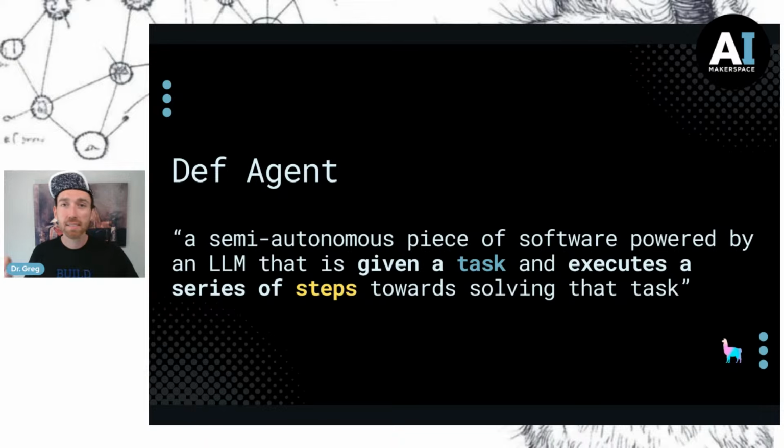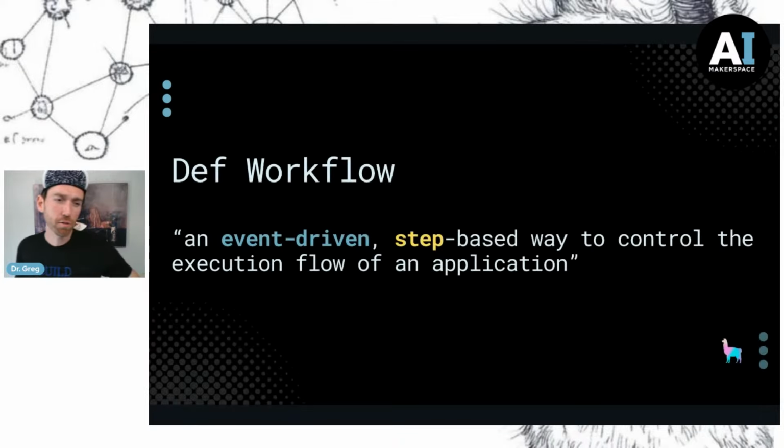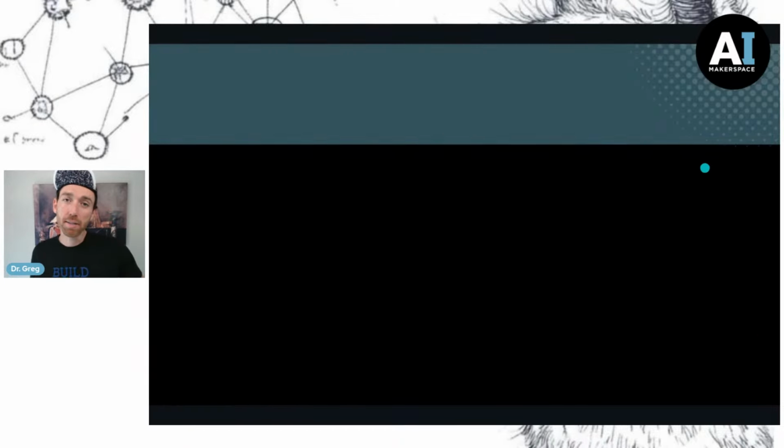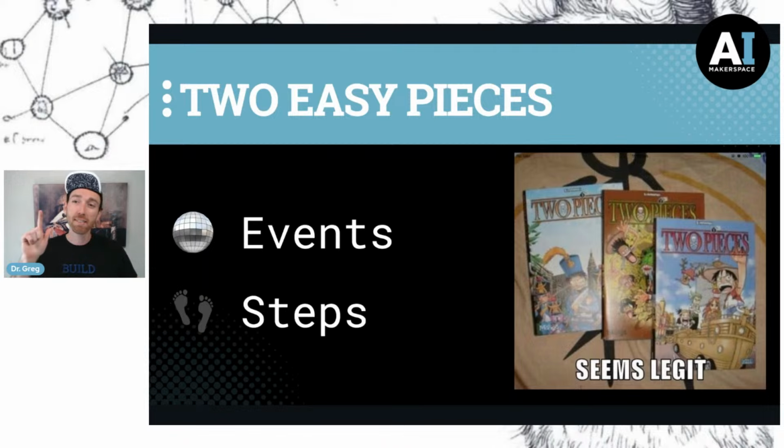Okay, task, steps. A workflow is an event-driven, step-based way to control the execution flow of an application. So we have this execution of a series of steps that's happening in an agent, and we have this step-based approach, this event-driven approach that we leverage with workflows. So we see two keywords here with workflows. And the two easy pieces that we want to keep in mind throughout the day are events and steps. All right. We want to think about our application is divided into sections called steps, triggered by events.